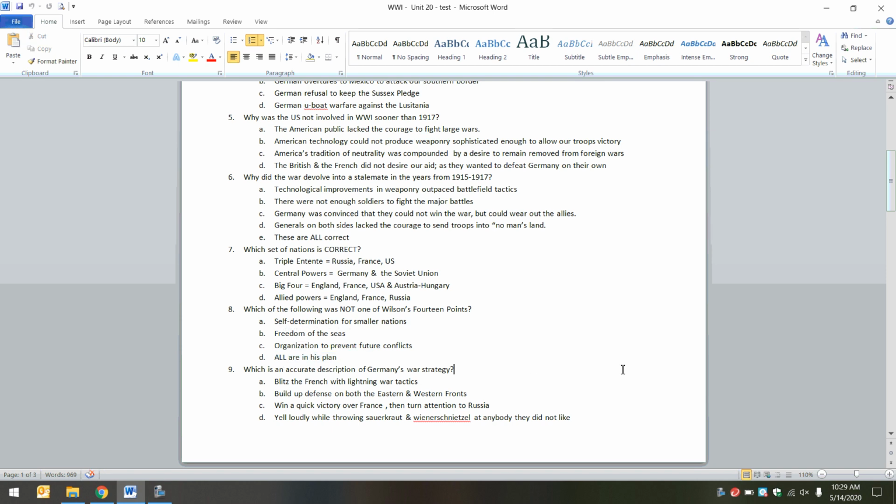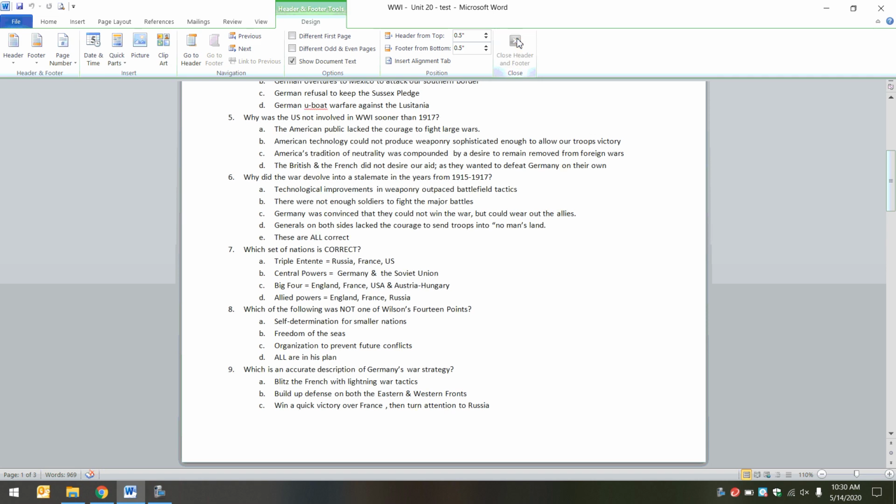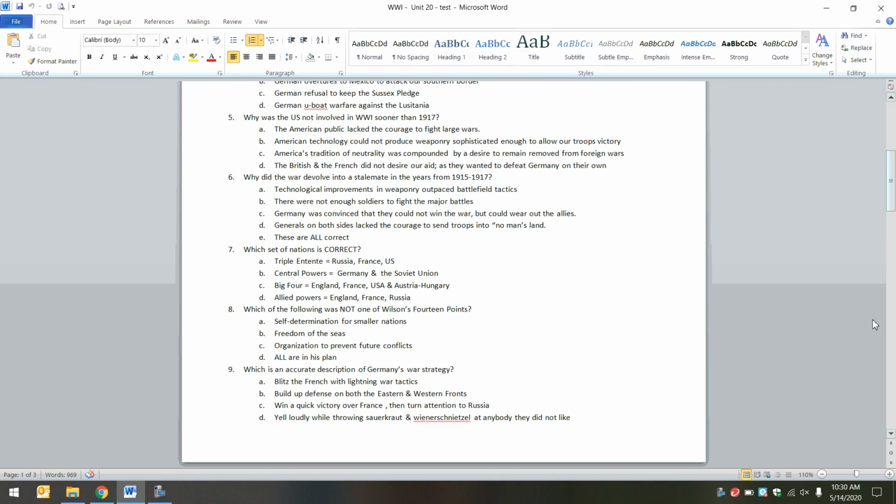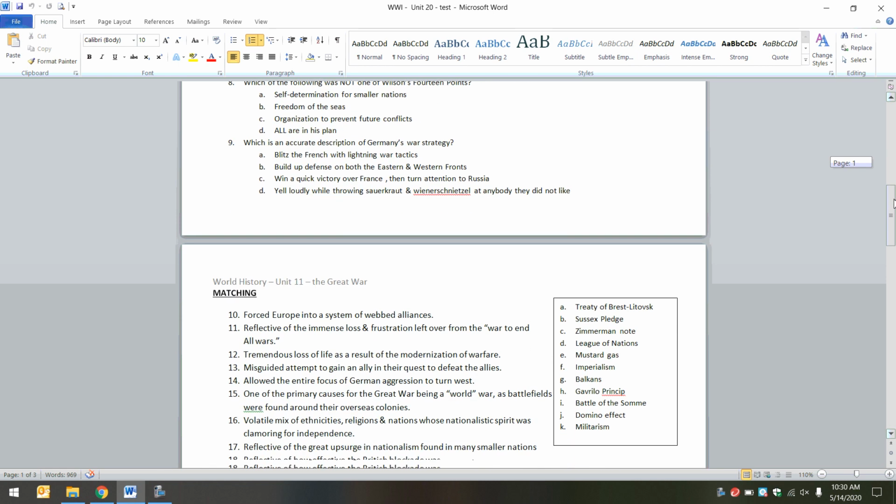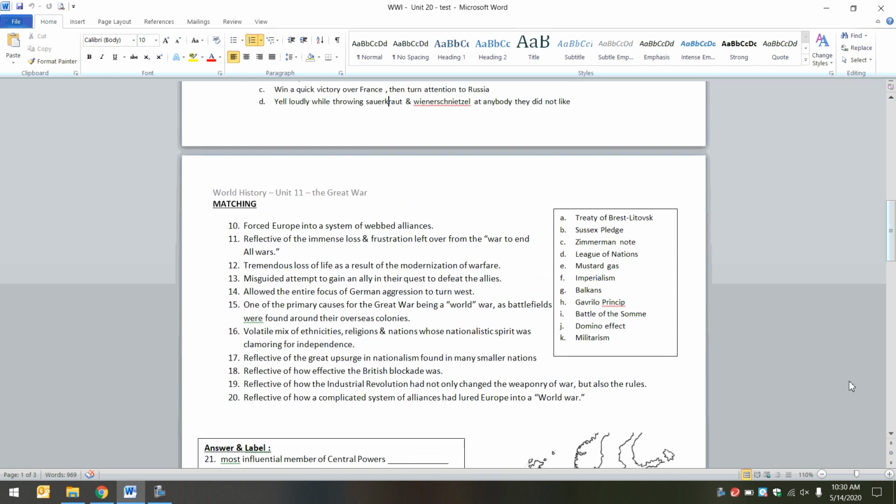All right, which is an accurate description of Germany's war strategy? Okay, this would be the von Schlieffen Plan. And if you remember with von Schlieffen, we wanted to fight France first, FF. So, blitz the French with lightning war tactics, that's going to be World War II. Build up a defense, no, we want to win a quick victory over France, fight France first, then turn our attention to Russia. Okay, letter D probably wouldn't have worked. All right, let's look at the matching.